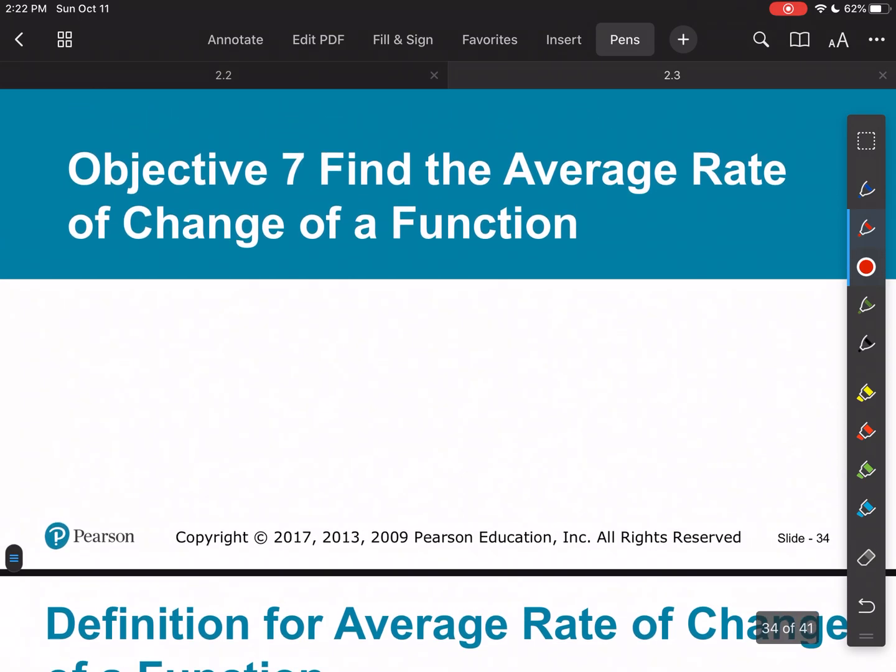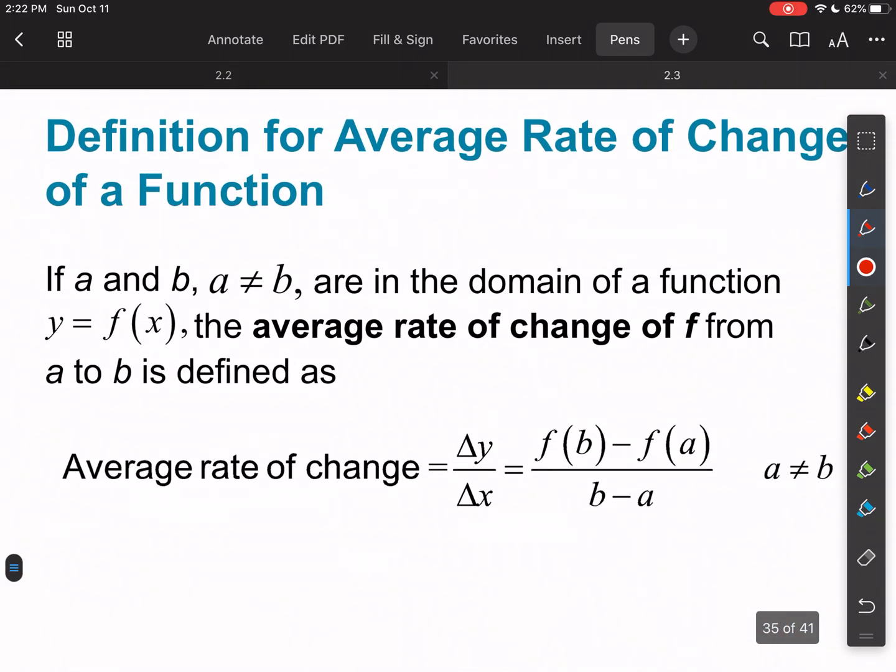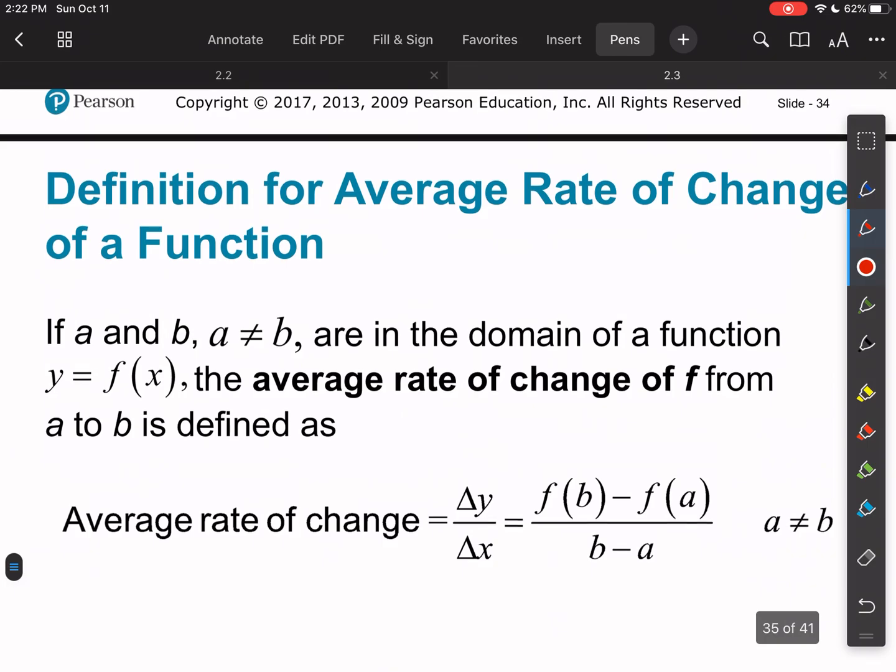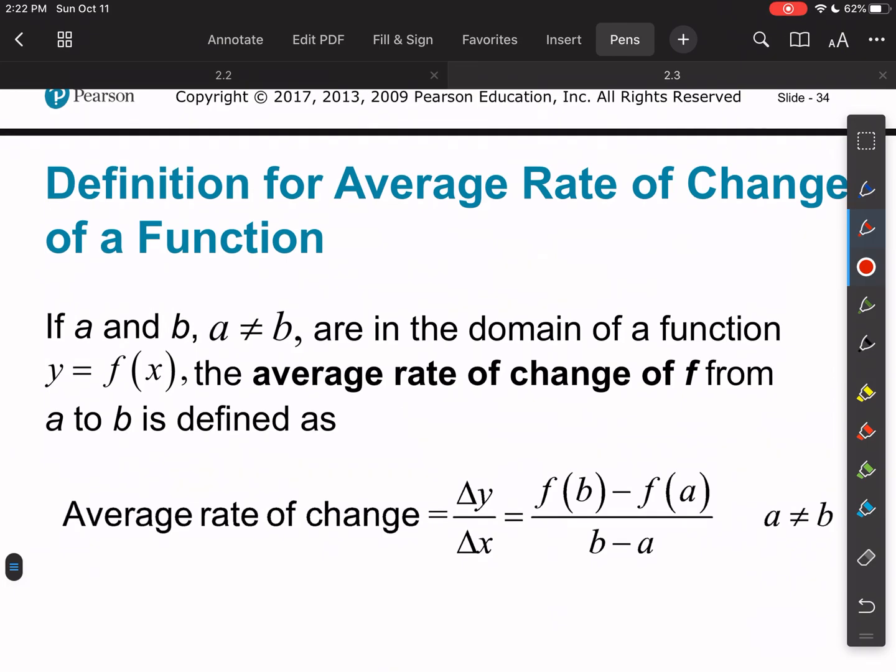Okay, objective 7, find the average rate of change of a function. This is actually a big deal in calculus, you guys. This is part of what goes into learning a little bit more about derivatives. We look more at tangent lines than secant lines, but it's very, very related to this idea. We're looking for an average rate of change of a function.